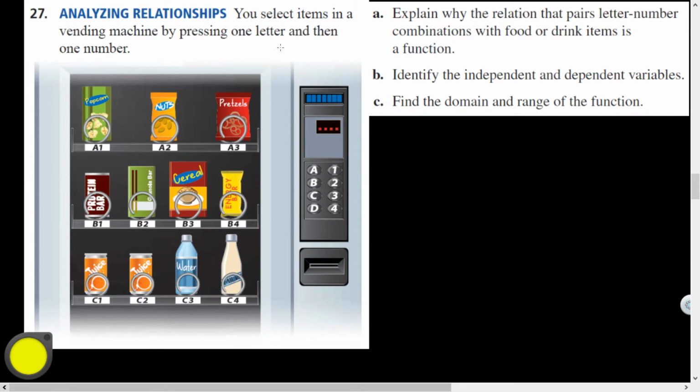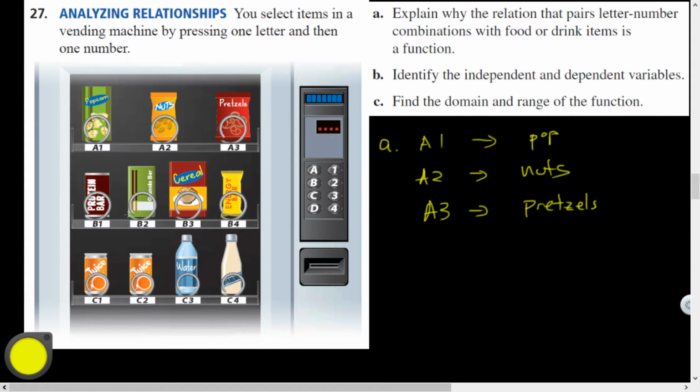You select items in a vending machine by pressing one letter and then one number. Explain why the relation that pairs letter number combinations with food or drink is a function. So if I type A1, I'm getting popcorn, right? If I type A2, I'm getting nuts. This is nuts. If I type A3, I'm getting pretzels, right?